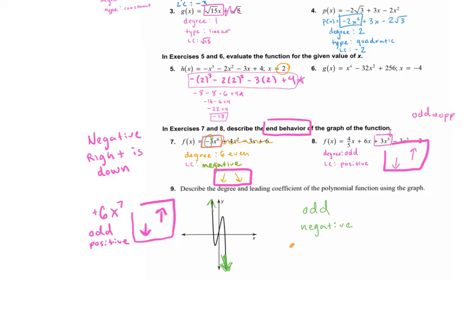Okay, and then 9, it gives us the end behavior, so we just have to determine what our polynomial would be. So it starts going up, ends going down. Ends going down, we said that this means that it's negative. And since they're opposite directions, that means that it's odd. So we did this one in class 2.